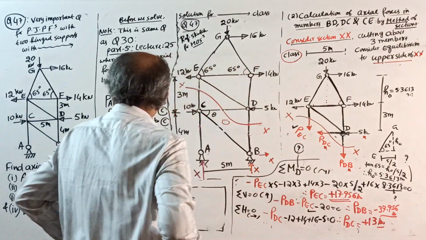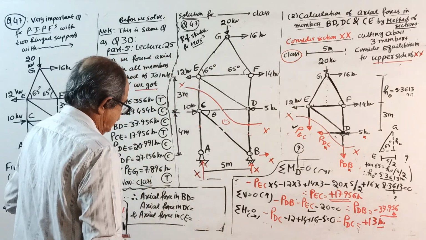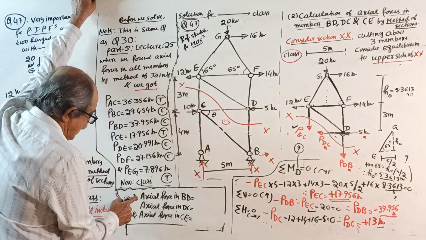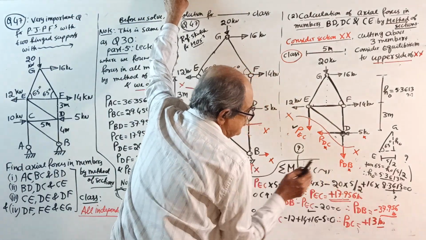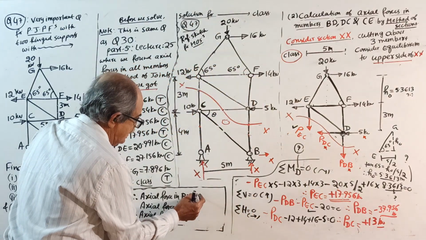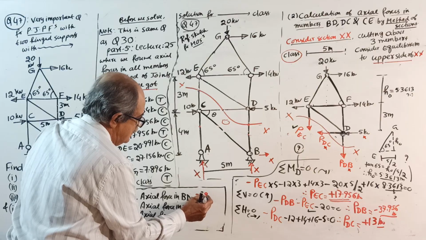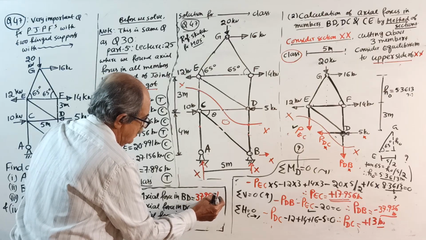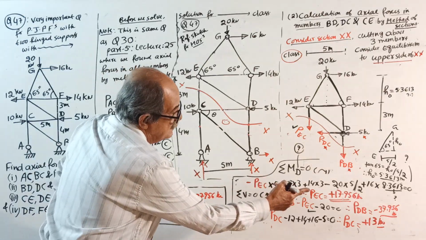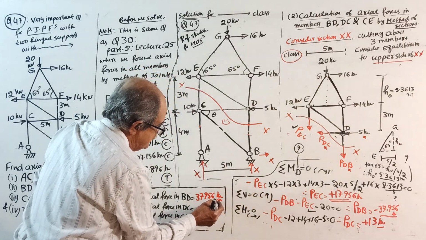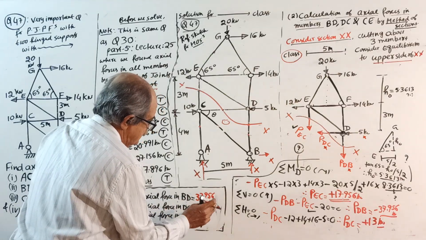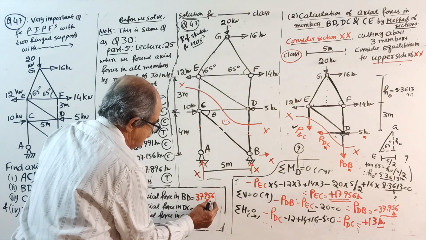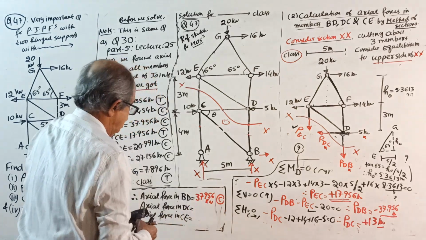I don't know why I forgot it. Okay, I'll add it. Now, therefore, come here. Axial force in BD, 37.956 kilonewton. The nature is negative, so compression. See, there is a space problem here, you manage somehow. That much kilonewton, compression.